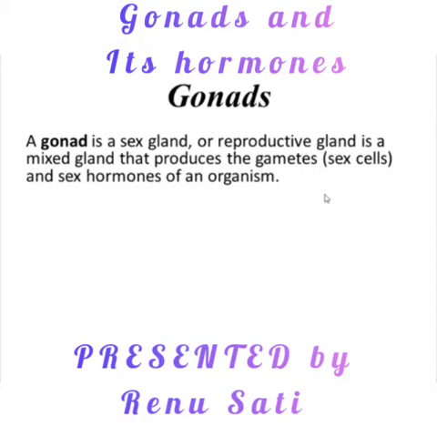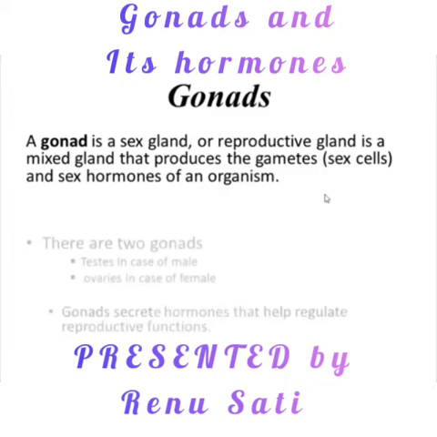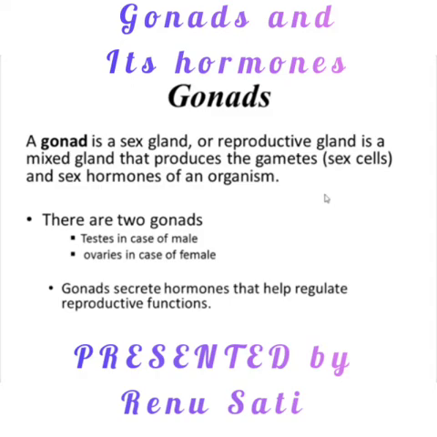What are gonads? A gonad is a sex gland or reproductive gland that produces the gametes, that is, the sex cells and sex hormones of an organism. As human beings are unisexual, male and female are separate, so there are two types of gonads: testes in the case of the male and ovaries in the case of the female. Gonads secrete hormones that help regulate reproductive functions.